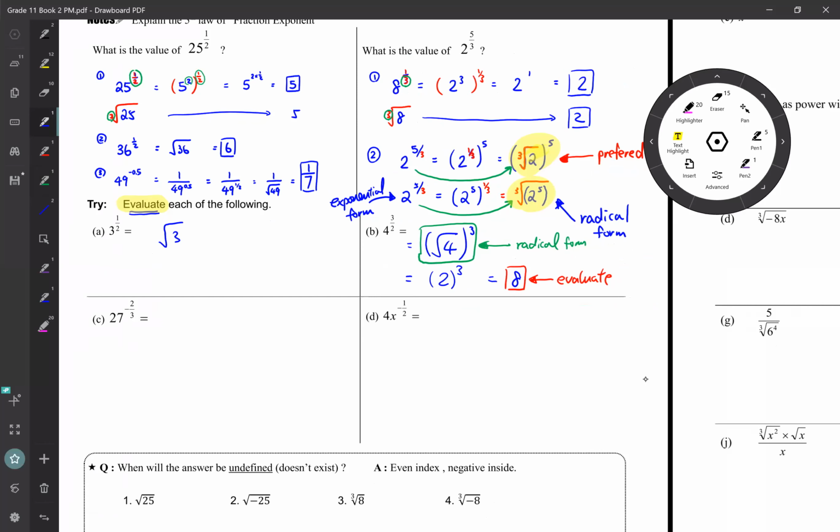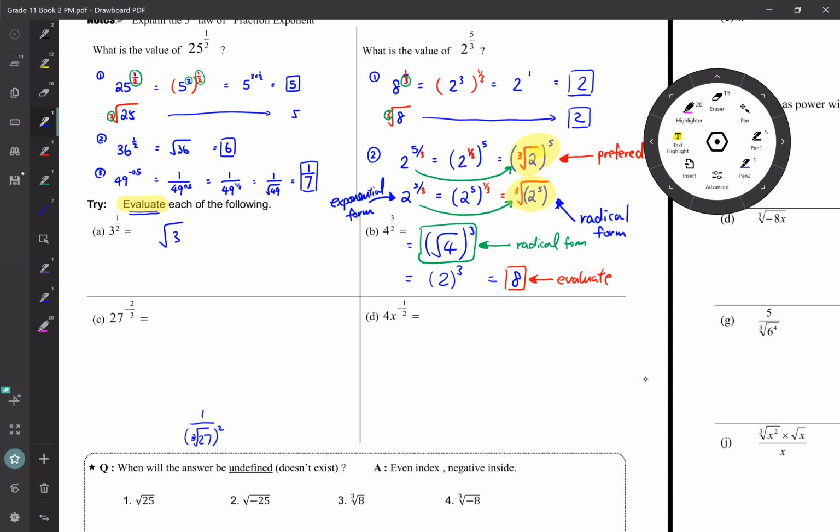Question C. Jenny, what does your answer look like? I have 1 over the radical form, but it's a cube root of 27 to the power of 2. Okay, cube root 27 and then to the power of 2. Did you do anything else after that? No, I wasn't sure where to go from there, or if I could keep going, so I just left it.